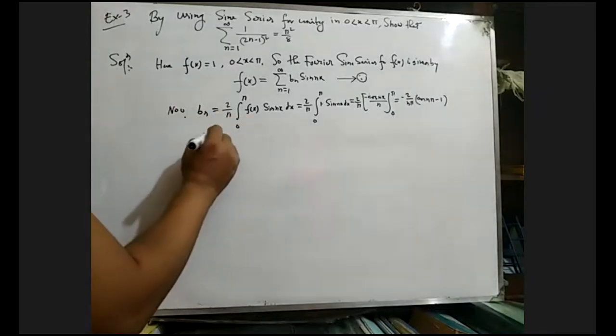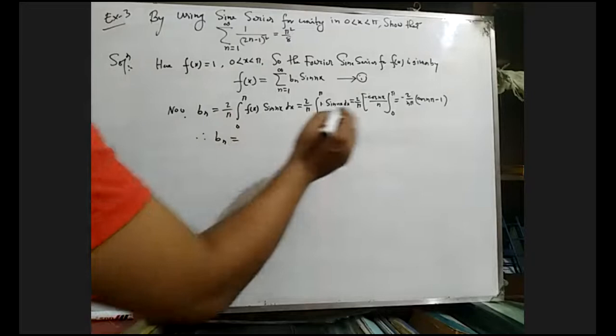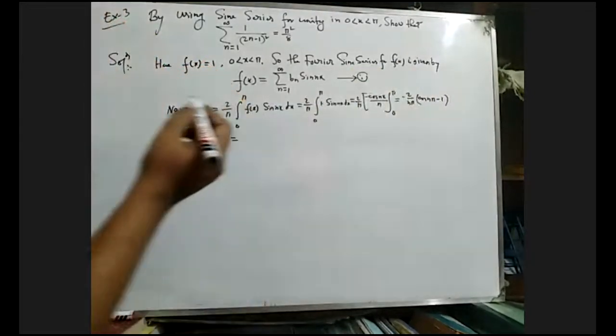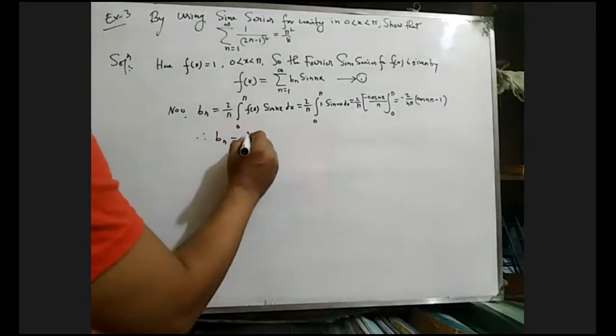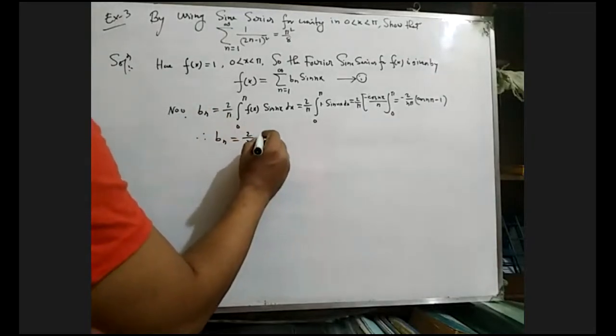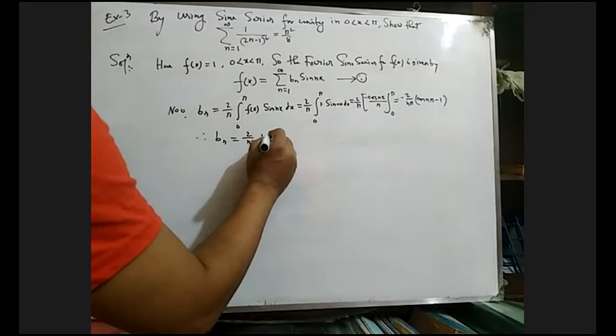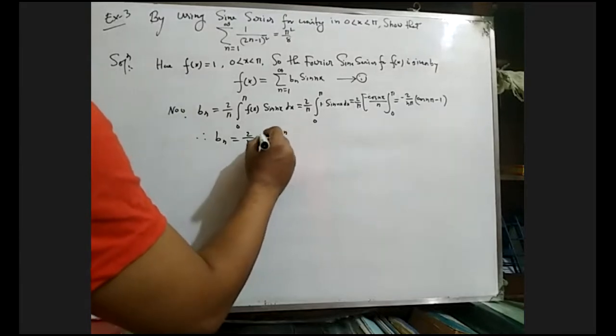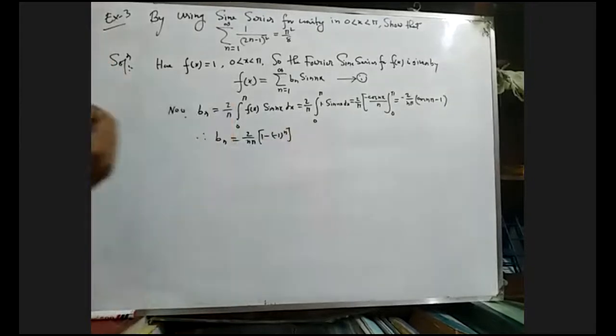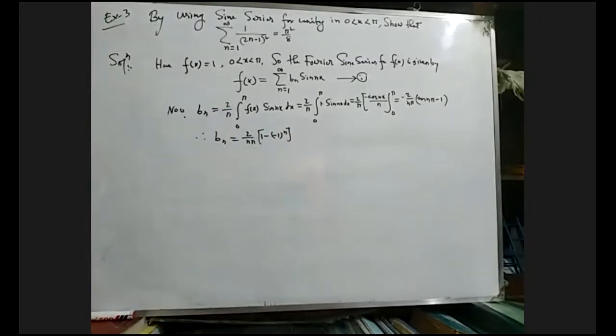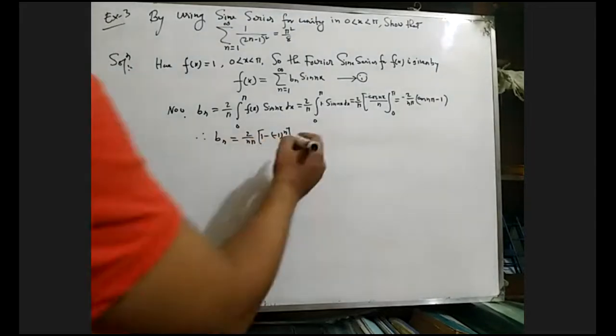Therefore, bn equals to what will be? Bn equals to 1 minus 2 by n pi, 1 minus minus 1 to the power n, because cos n pi equals to minus 1 to the power n. So depending on n, whether it is odd or even, we get two values for that.